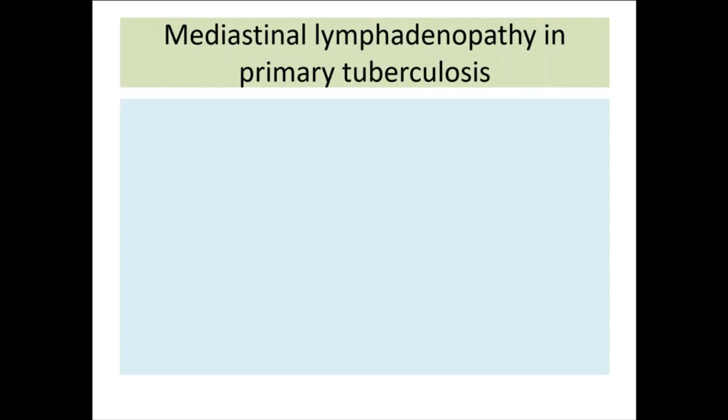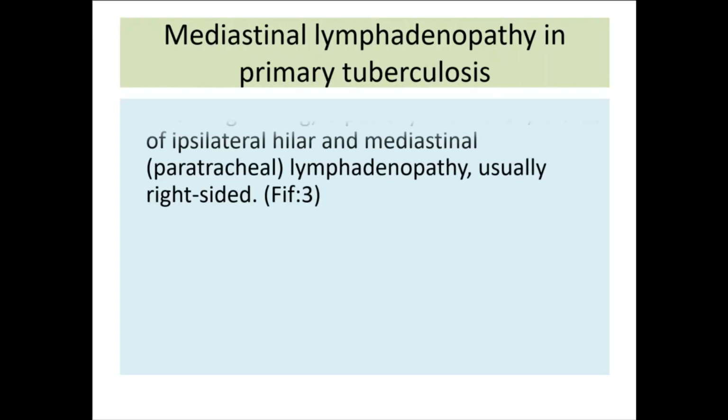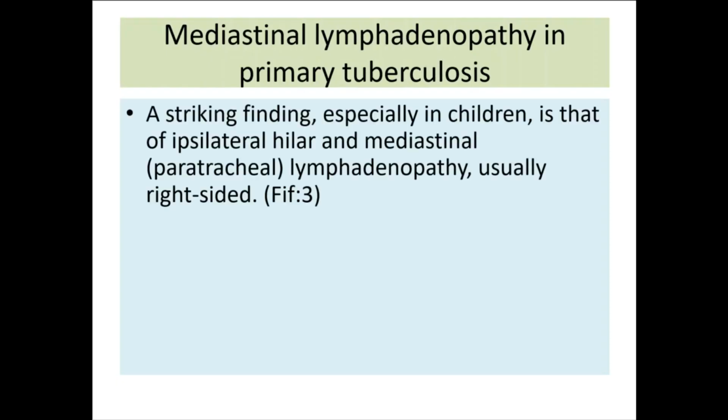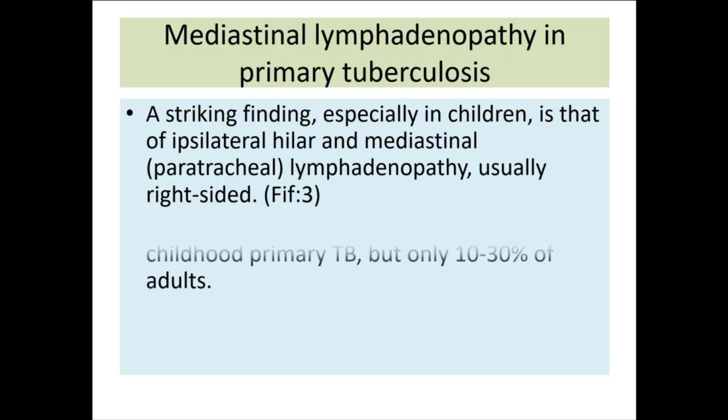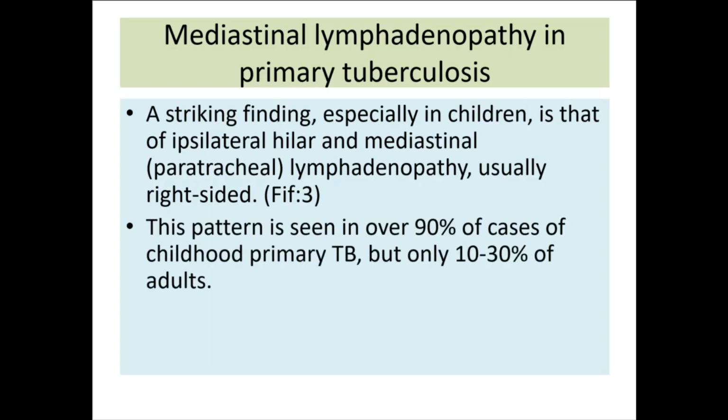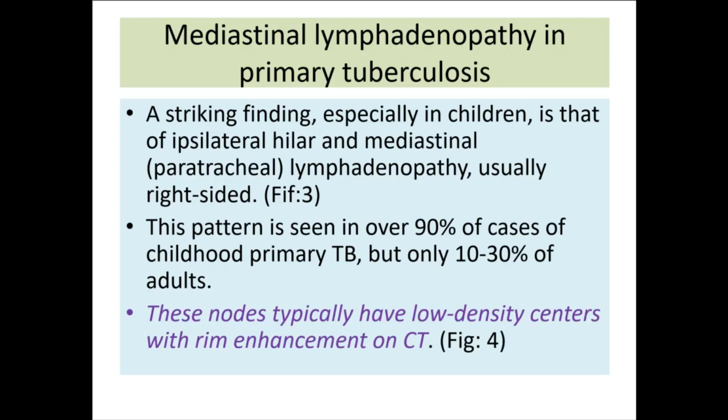Mediastinal lymphadenopathy in primary tuberculosis. A striking finding, especially in children, is that of ipsilateral hilar and mediastinal paratracheal lymphadenopathy, usually right-sided. This pattern is seen in over 90% of cases of childhood primary TB, but only 10–30% of adults. These nodes typically have low-density centers with rim enhancement on CT.